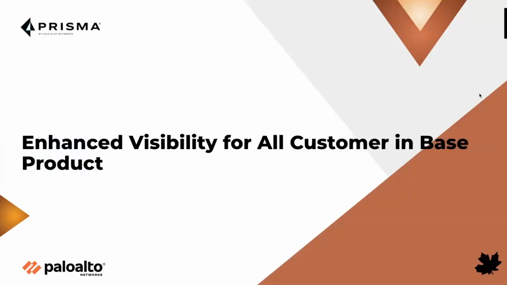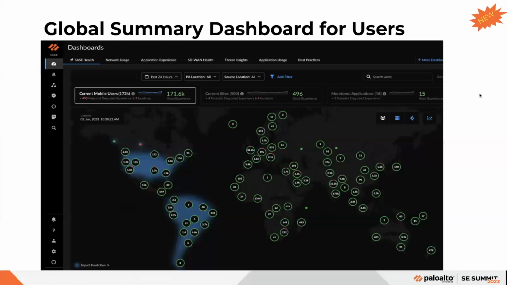Let's talk about enhanced visibility for all customers in the base product. As I mentioned, we are moving from the product-centric to the object-centric view, and we are consolidating some of the information in different dashboards. For example, the global summary dashboard for users shows the current mobile users in this tab, under the SASE Health dashboard, an overview of the breakdown of the mobile users' experience across all locations.